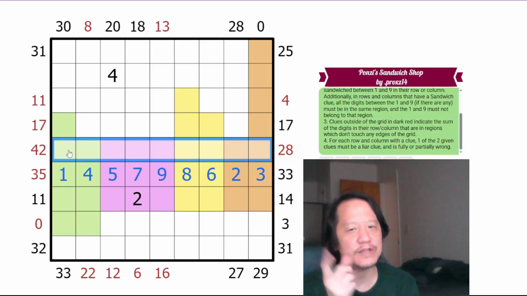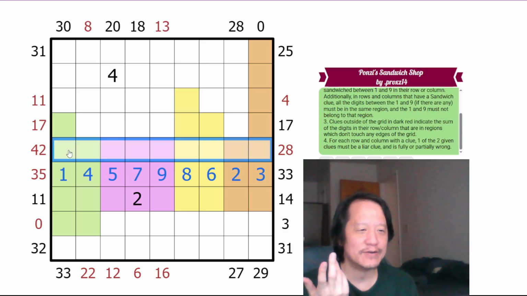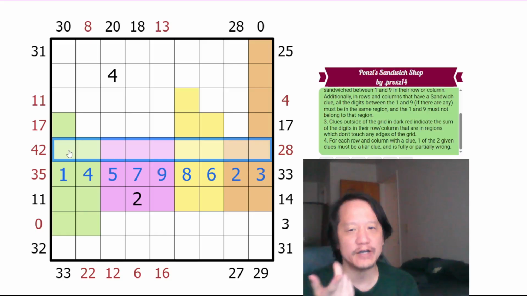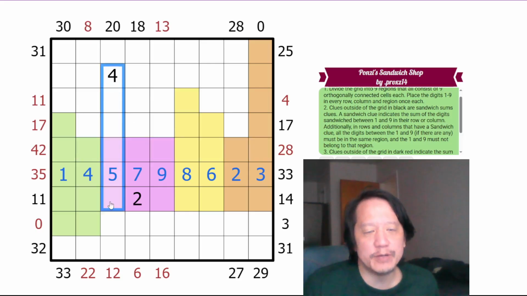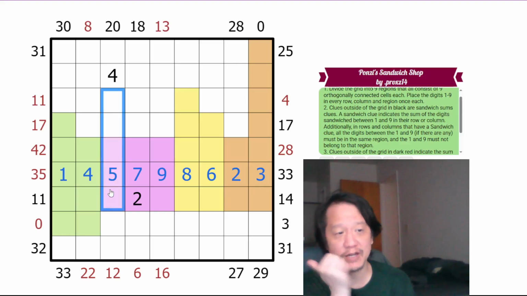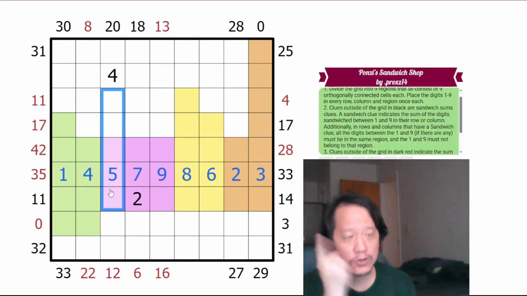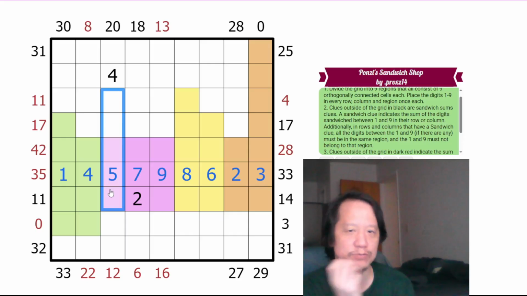Okay. So you can be partially wrong for the sandwich clue. For the red clue, you can't be partially wrong because it's either going to add up or it's not. So that's going to be fully wrong. But for the sandwich clue, you could be partially wrong if the digits between the 1 and 9 add up to 20, but they are not in the same region, or they are in the same region as the 1 or the 9. So that's how it would be partially wrong for that. But the red clue can never be partially wrong. It's either fully right or fully wrong. Interesting.